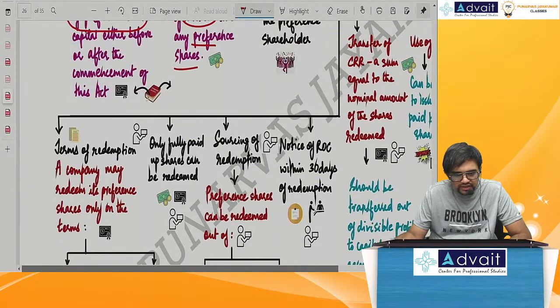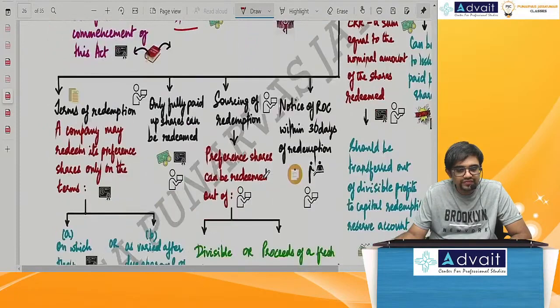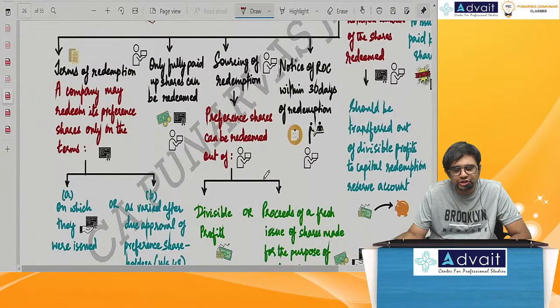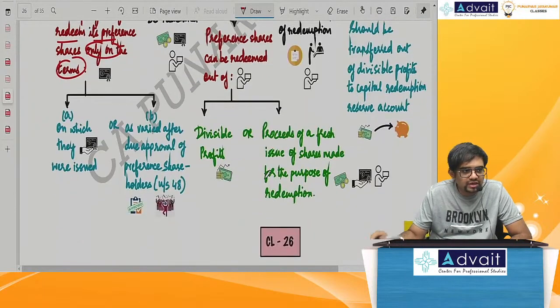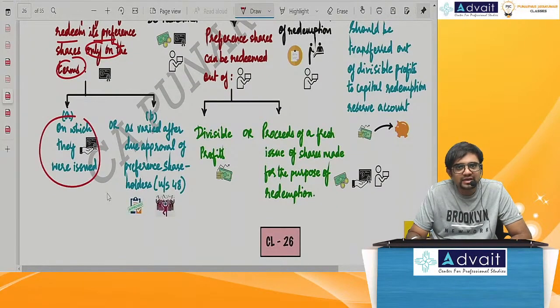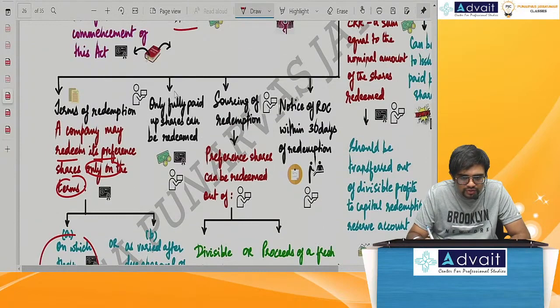Now, what are the other things? The day you issue the preference shares, what all will happen? You have to issue redeemable preference shares only, obviously. How will you redeem it? A company may redeem its preference shares only on the terms on which they were issued, first of all. And if the terms and conditions were varied during the course of the 20 years, then you should ensure that the rights and duties are not affected under section 48. Voting rights should not be affected in any way. Now, only fully paid up shares can be redeemed. Only fully paid shares can be redeemed.